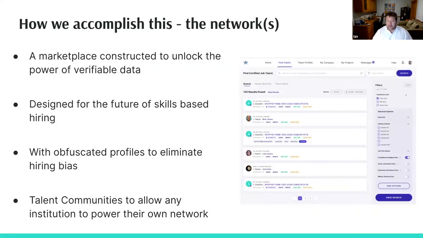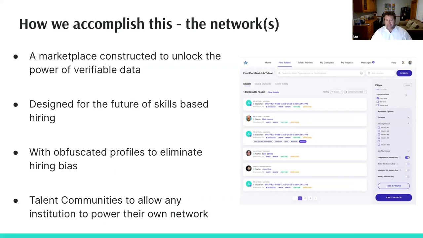We also have network tools that allow employers to go in and say, show me people who have these skills or these credentials or these keywords on their resume. Show me people who have this exact certification from this exact issuer that's been verified, who are actively looking for work within 25 miles of my location. That's what a talent network is.